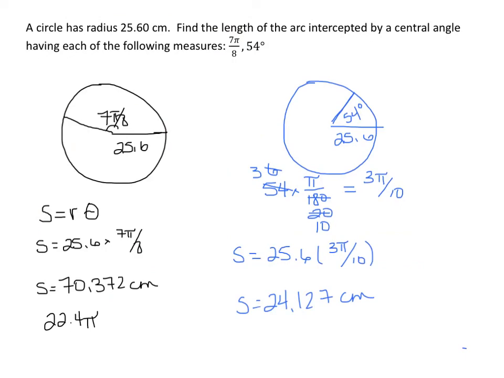Same thing with the one I did in blue. You would do 25.6 times 3 divided by 10, and you would get 7.68, and then you would tack pi onto the end of that.